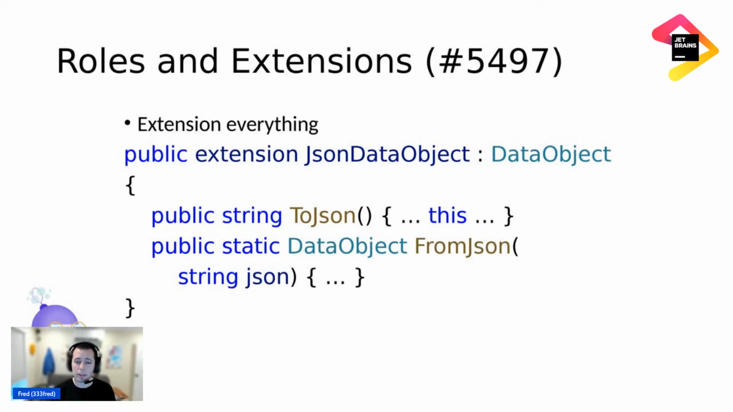But what you can't do today, and what people have been asking for quite some time, is the ability to define a static extension method here and say, given a data object, I can get from JSON. Today you have to make that a static method on my JSON data object class, but roles and extensions are going to provide the ability to actually define extension everything. And that means static methods. So all those methods that you've been wanting to add to the math class, but you can't because you can't put an extension method on a static class, you'll be able to do that. In this case, we're adding a static method from JSON to data object. So you can say data object from JSON, and as long as the namespace that defines this extension is in scope, like any other extension method, you'll be able to call that as if it was natively defined on data object.